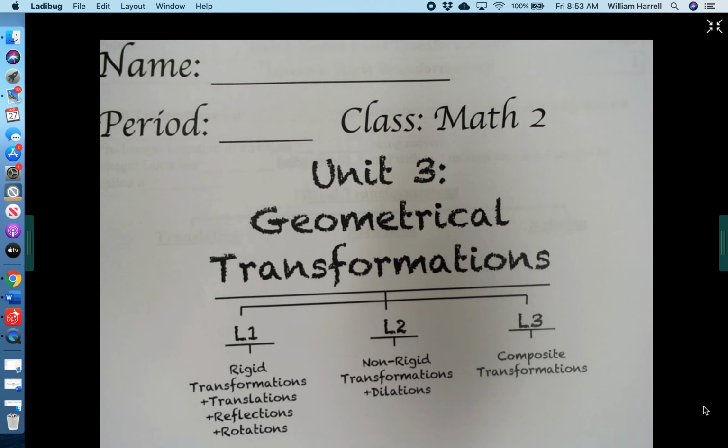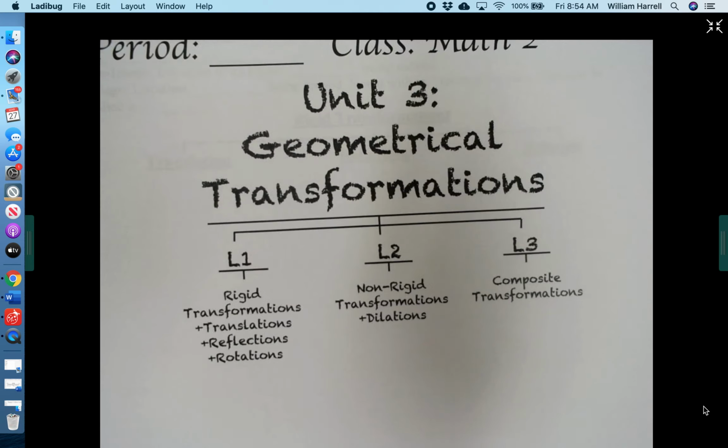Alright guys, so today we're going to look at lesson 3 in geometrical transformations, more specifically composite transformations. We've already looked at rigid transformations in lesson 1. That consisted of translations, reflections, and rotations. Lesson 2, we looked at non-rigid transformations, specifically dilations. Today we're going to do a mix of all of these put together in composite transformations.